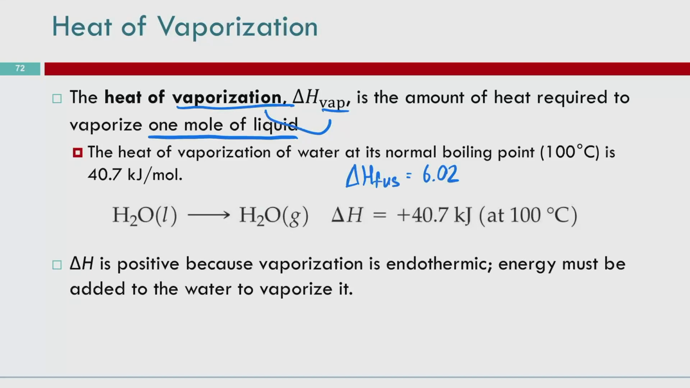It was 6.02 kilojoules. So this is more than 6 times the amount of heat to go from a liquid to a gas compared to going from a solid to a liquid. It's a lot more heat, which is great because that means that we cool down a lot when we sweat.